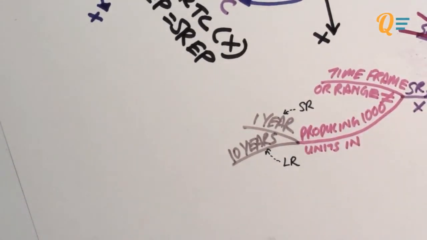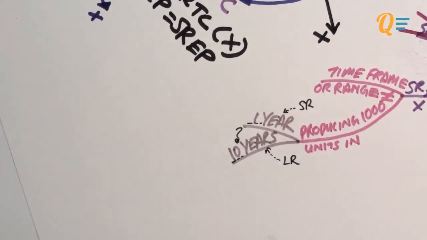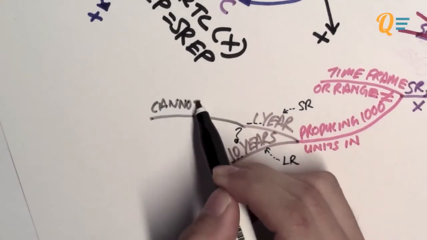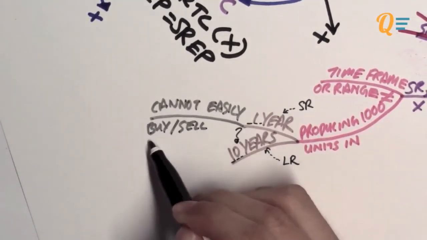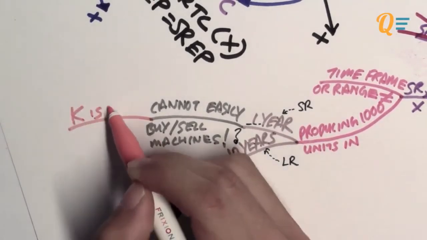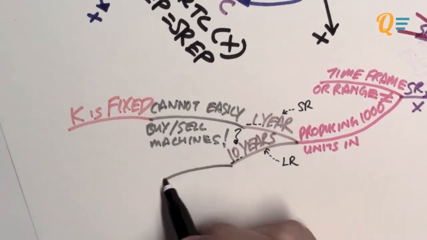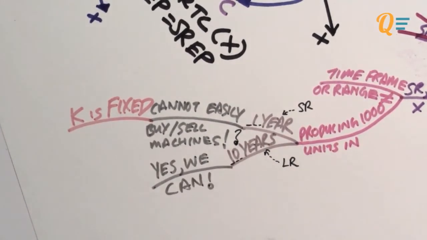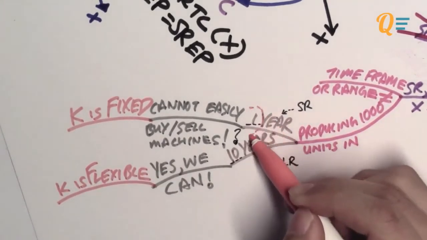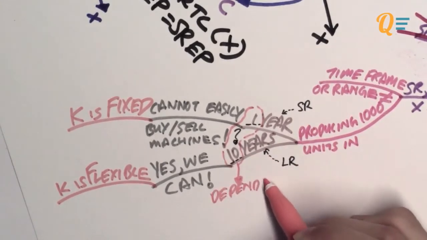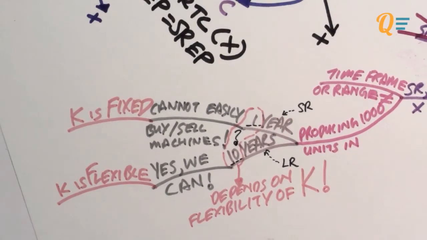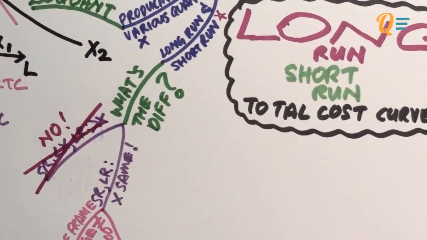So obviously 1 year is going to be the short run and 10 years is going to be the long run. But are these numbers fixed? Is it always 1 year or 10 years? No. In the short run, what we mean is that the firm cannot easily buy or sell machines, okay? Therefore, we can conclude that in the short run, capital is fixed. And in the long run, yes, we can easily buy and sell machines. Therefore, the amount of capital is going to be flexible. So as you can see, 1 year and 10 years actually depends on the flexibility of capital. That is how you differentiate between the long run and the short run.